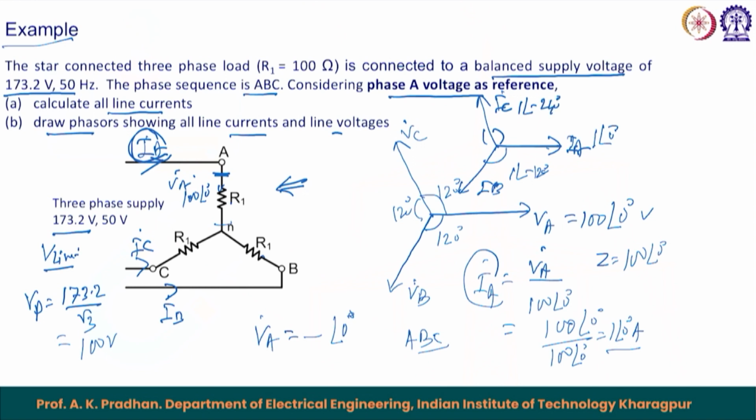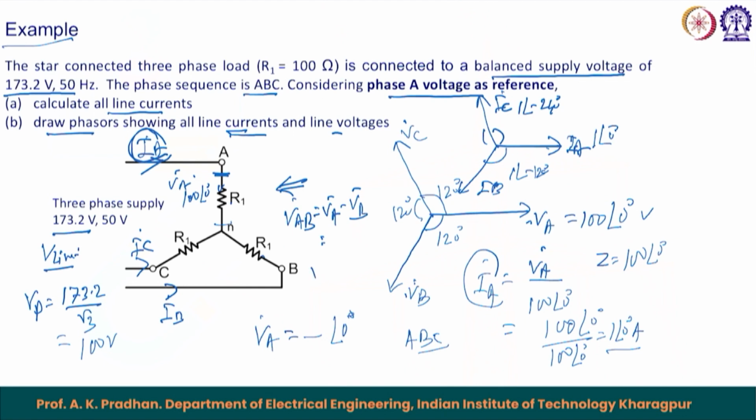So, that is how we got the line currents. And the line voltages, as you see here, V A B is equal to V A minus V B, and we know V A and V B and so on. So, we substitute the values of these, and then we will get V A B, V B C and V C A.